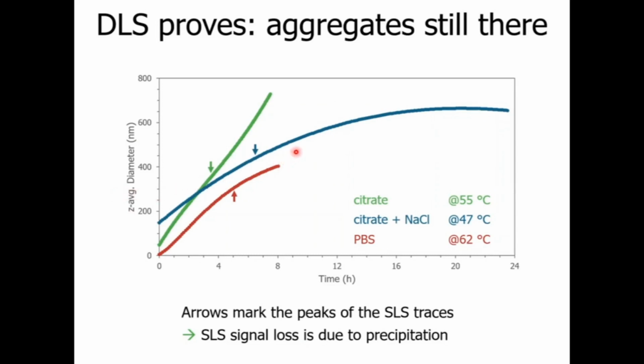The aggregates remain large. For simplicity, we're looking at only the DLS data from the incubation stage during which the SLS signal peaked. So for citrate, it's 55 degrees. For citrate and sodium chloride, it's only 47 we're looking at, and we're looking at PBS only for 62. The arrows here mark the time points at which the SLS signal had its peak. And as we see, going beyond that on the time axis, the sizes of the aggregates determined by DLS do not decrease. That means the SLS signal loss is not due to deaggregation. It must be due to sample precipitation.